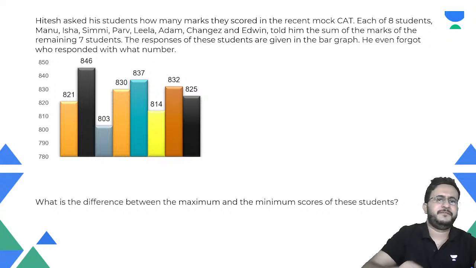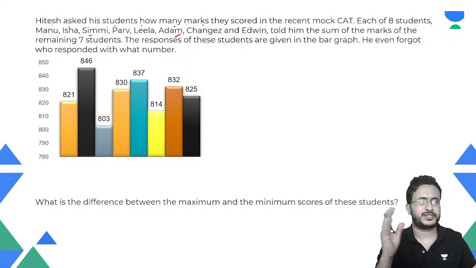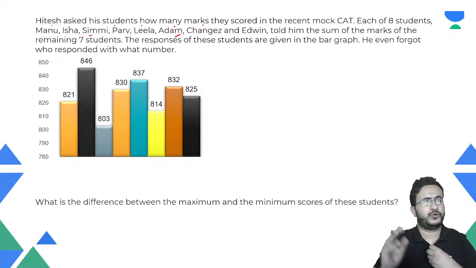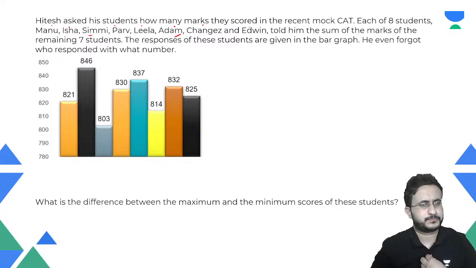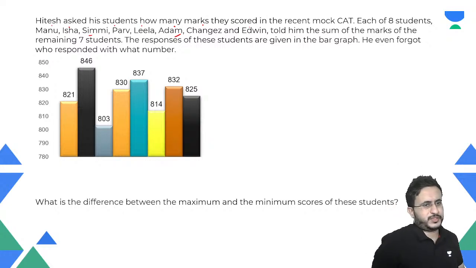For example, if we asked Simi how many marks she got, Simi told us the total of the other seven people. If he asked Adam, Adam will tell the total of the other seven students. So this is how data is given to us. None of them told their own marks or the total marks, they told the total of the other seven people. The first question is: what is the difference between the maximum and minimum scores of these students?